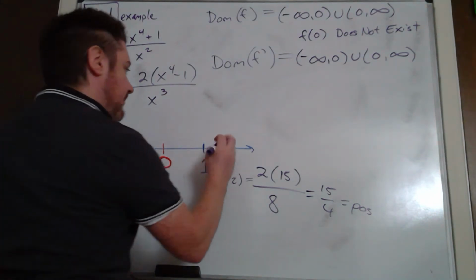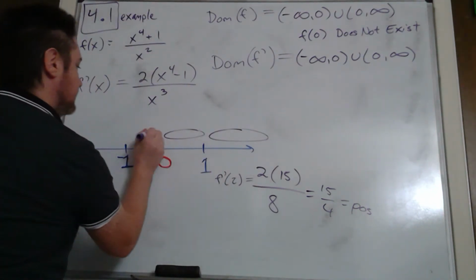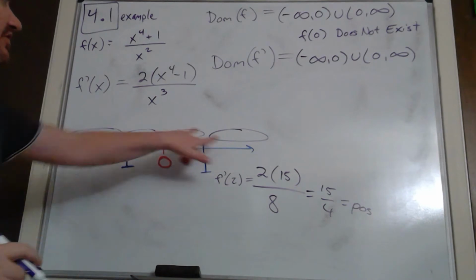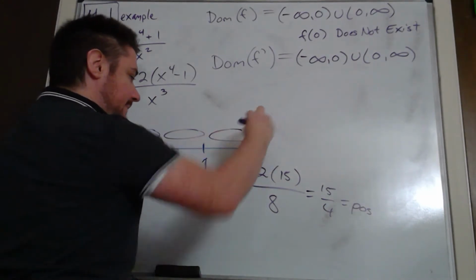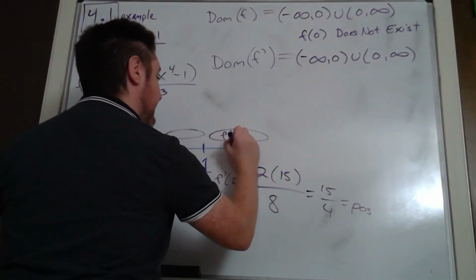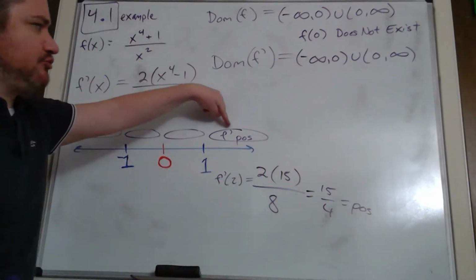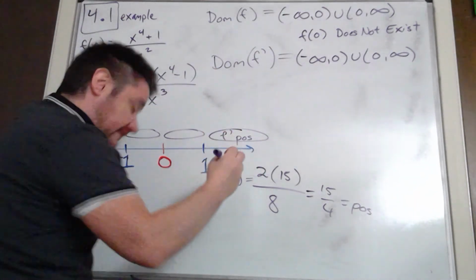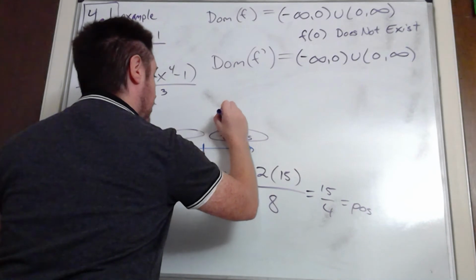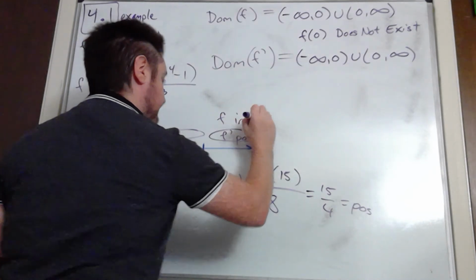Cool. So usually I draw these little bubbles. You don't have to. This is just my style. Draw the bubbles to represent the intervals. Positive, f prime is positive. I try to be clear with my notation here. The derivative is positive. The result we conclude from that is that the original function is increasing.